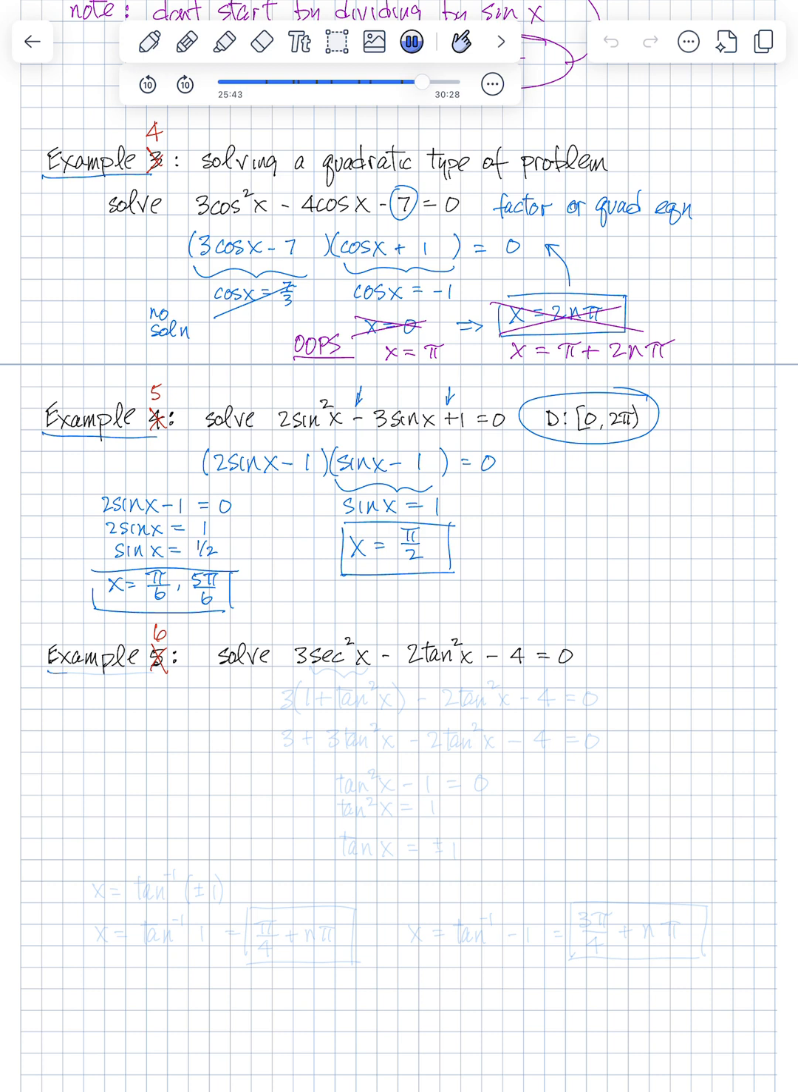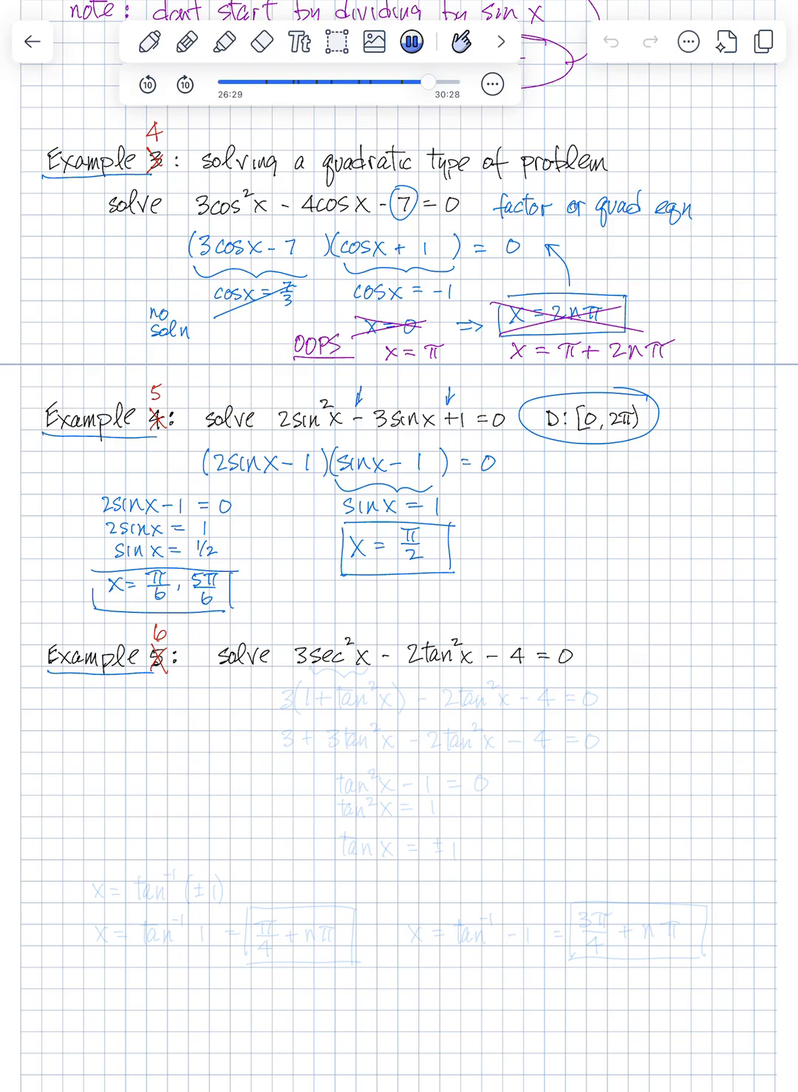Okay, the last example we're going to look at for part 1 of this lesson is solve 3 secant squared x minus 2 tangent squared x minus 4 equals 0. Well, a couple of things we notice at first. We have a secant squared term, we have a tangent squared term. And so in order to solve this problem, we have to use some trig identities to get either both terms as secant squared or tangent squared, or at least the same trig function. The other thing we notice is there's no domain given, so this means find all solutions.